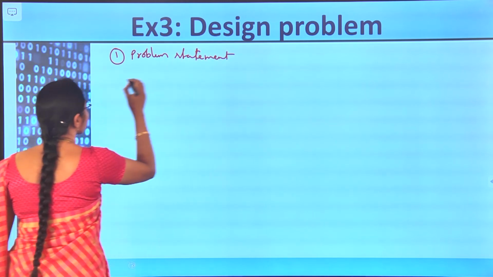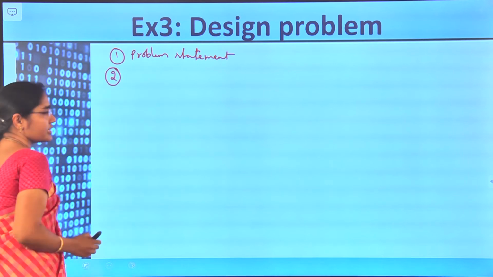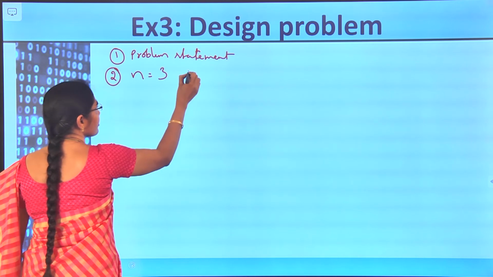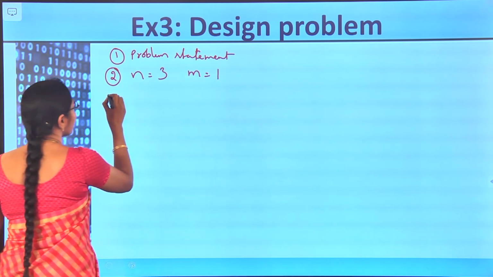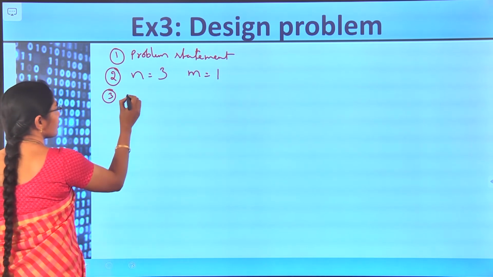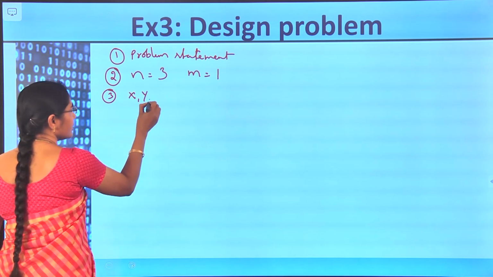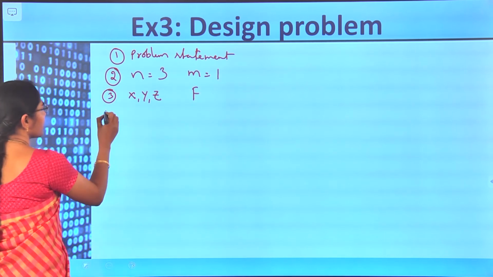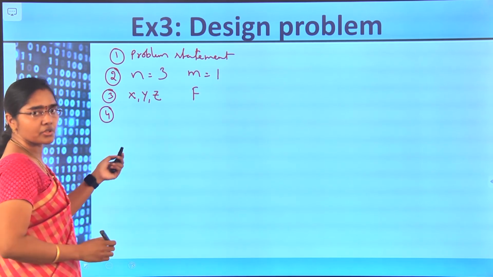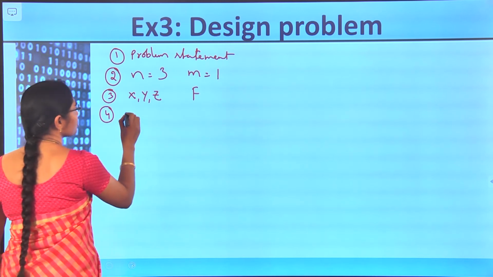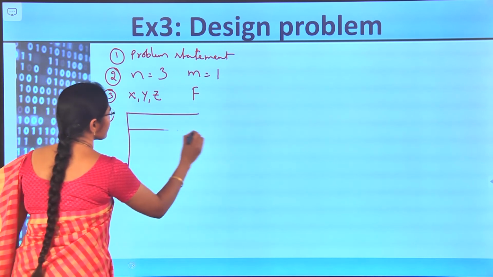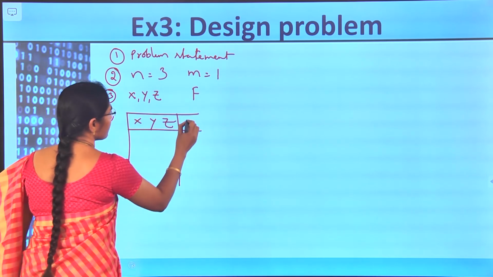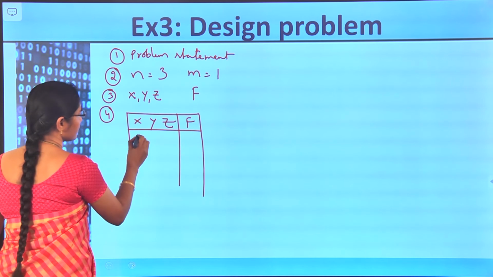What is the second step? Second step is number of inputs and number of outputs. Number of inputs are 3 and number of outputs are 1, and assign the variables. Already we have assigned x, y, z as the input variables and f as the output variable. Then the relation between x, y, z and f is given using the truth table. The truth table has a total of 8 combinations because input variables are 3.